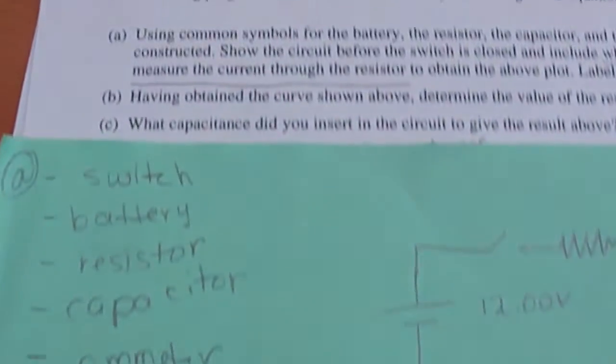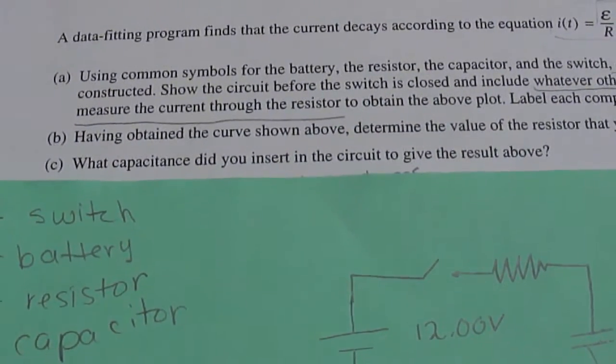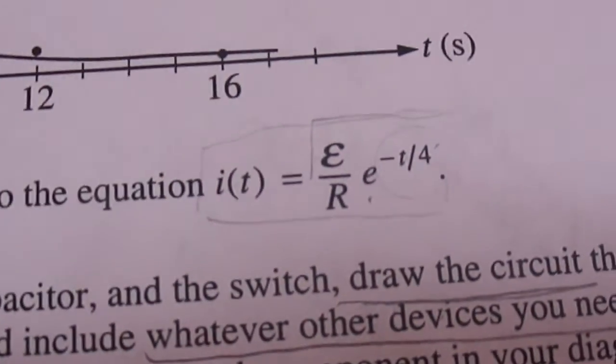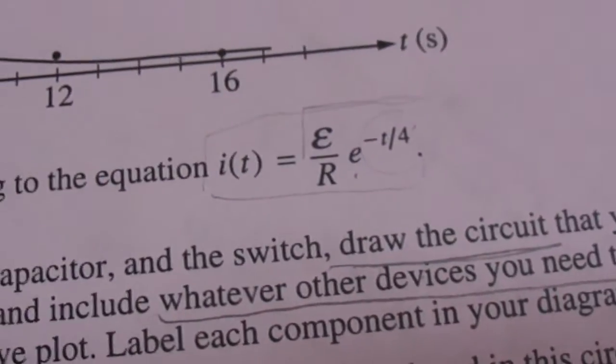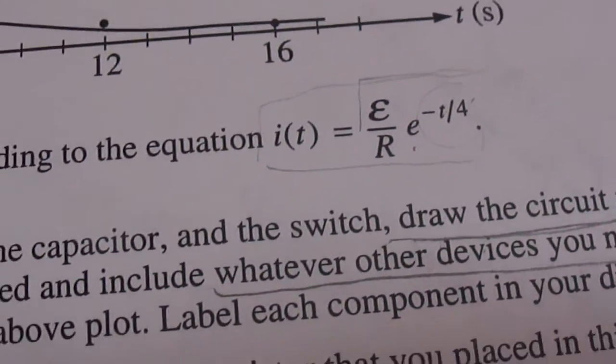And then part C asks us, what capacitance did you insert in the circuit to give the result above? This part was a little confusing for me, and there's this one big clue in the question, and you need to recognize that clue in order to solve this. And so look at this formula that they gave us, and we haven't used the formula at all yet, so it makes sense to use it for part C.